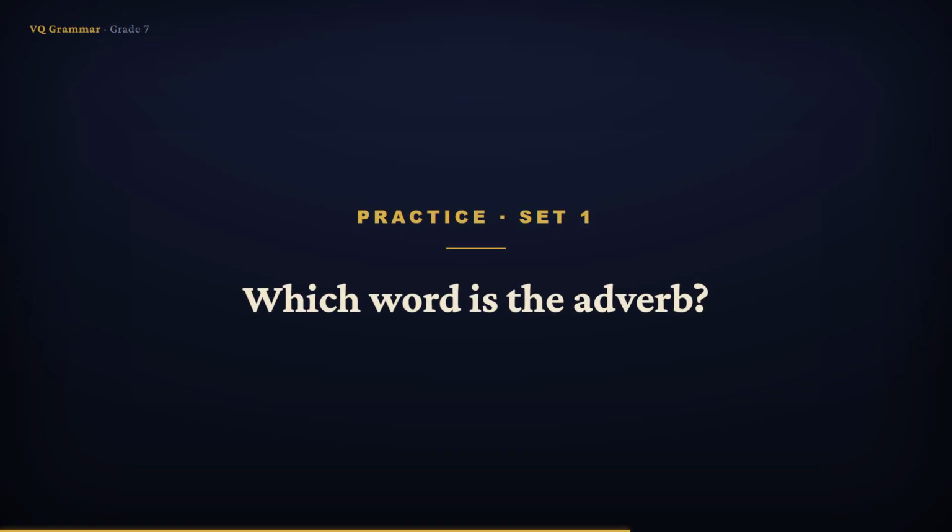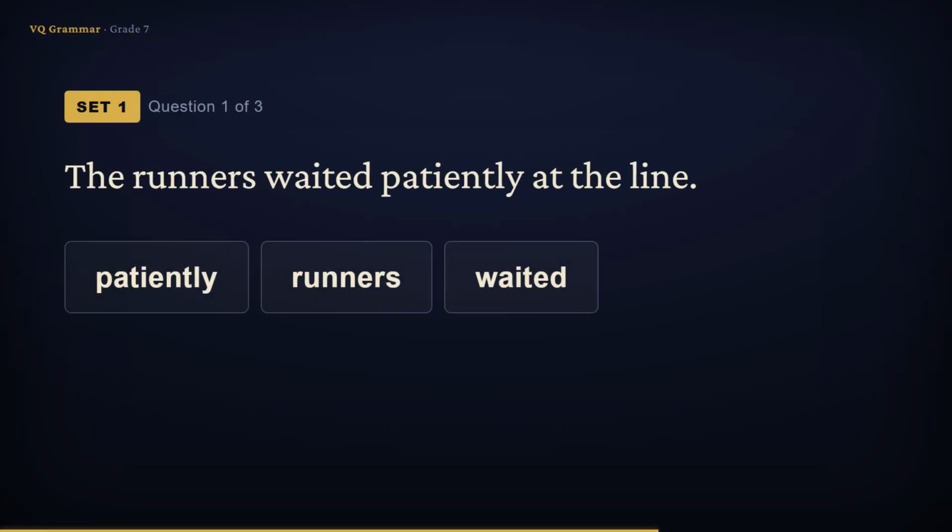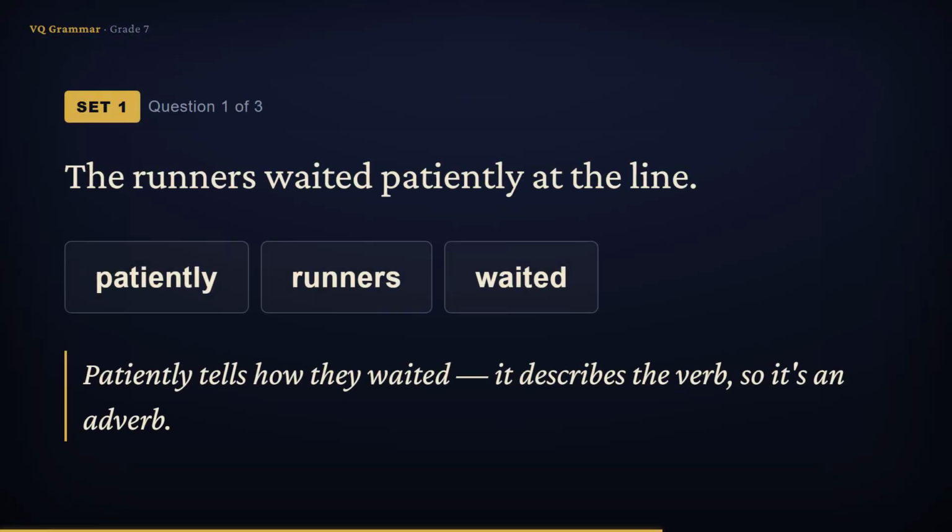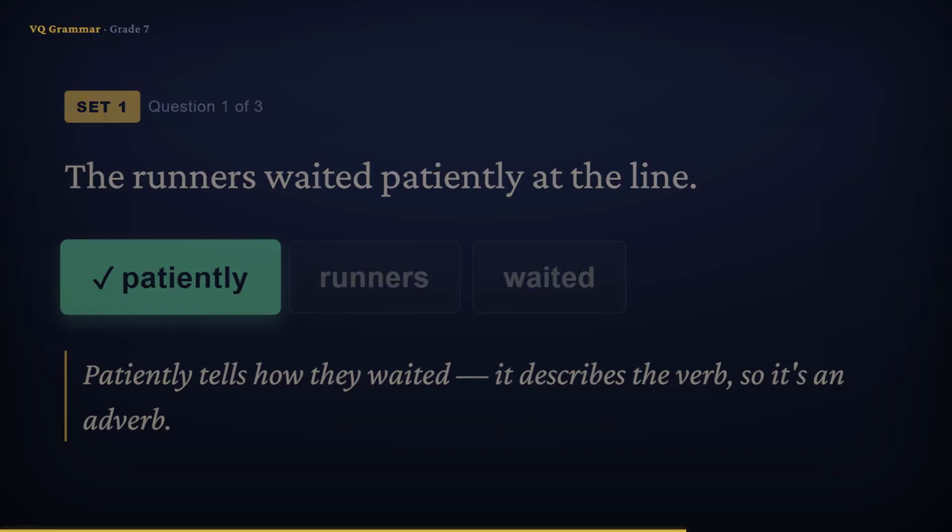Time to practice. In this first set, read each sentence and pick out the adverb, the word that describes a verb, an adjective, or another adverb. Pause the video and choose before I reveal the answer. The runners waited patiently at the line. Which word is the adverb? Ask how they waited. Patiently. Patiently describes the verb waited, telling how. So patiently is the adverb, so the answer is patiently.